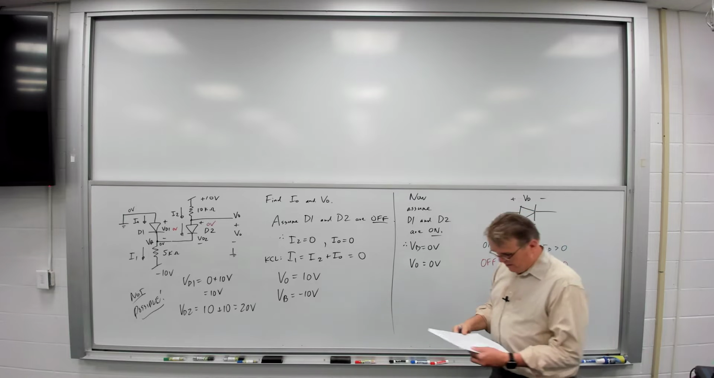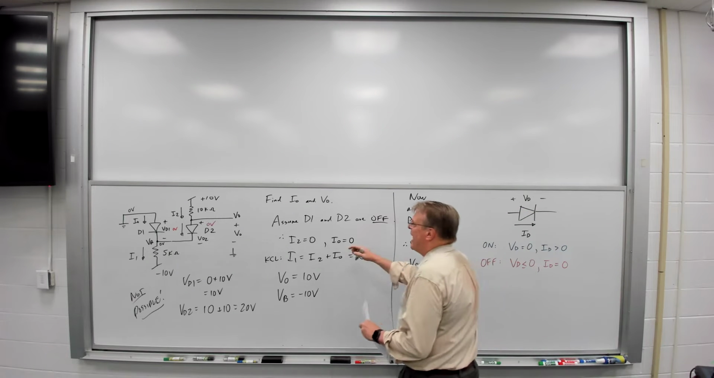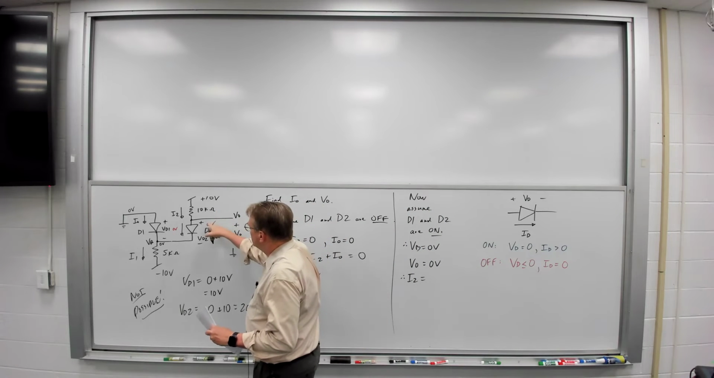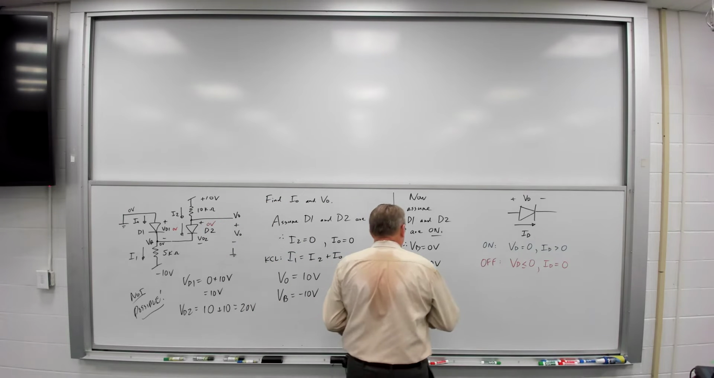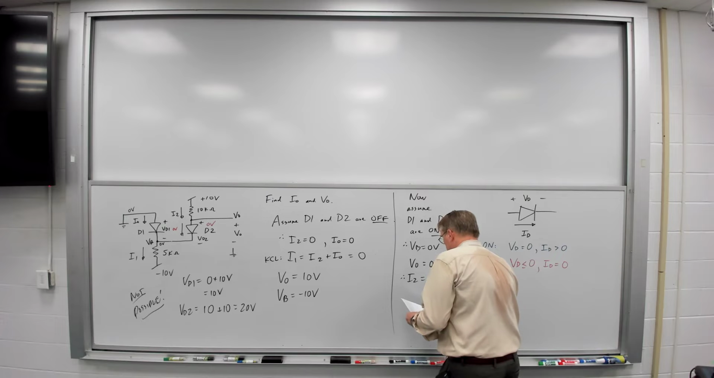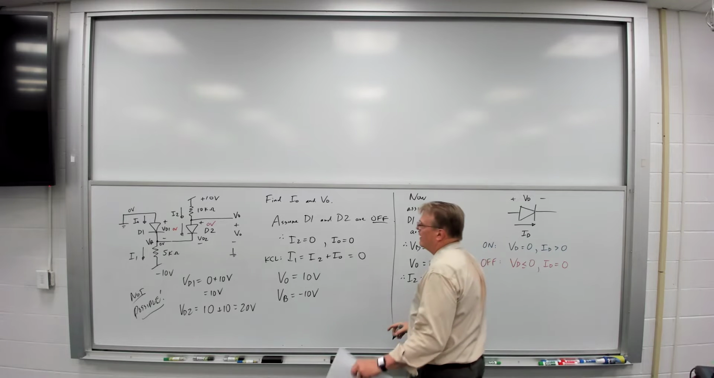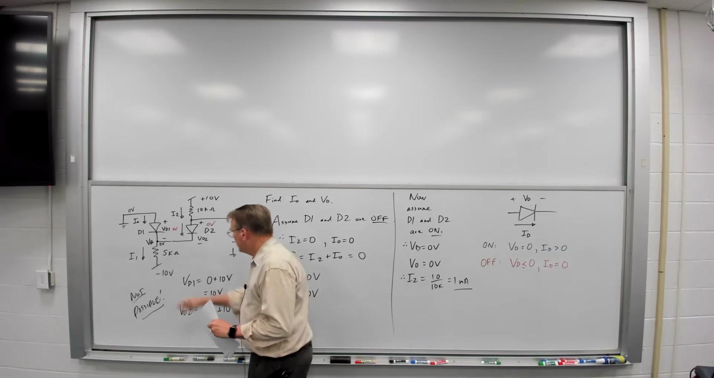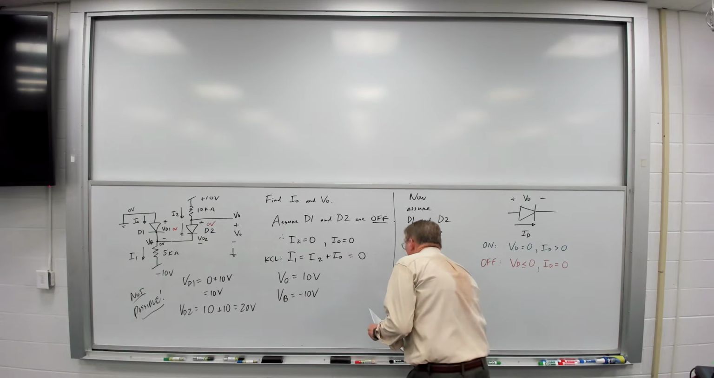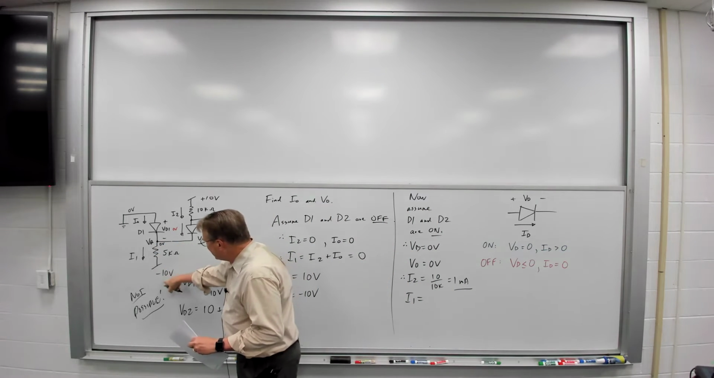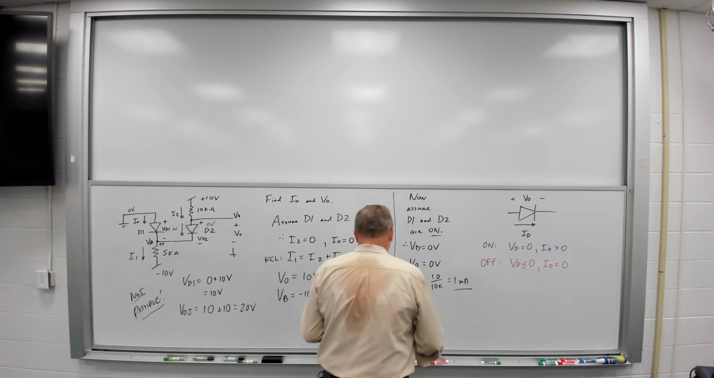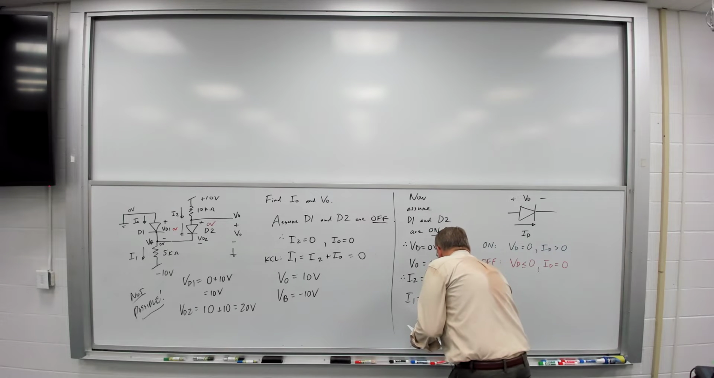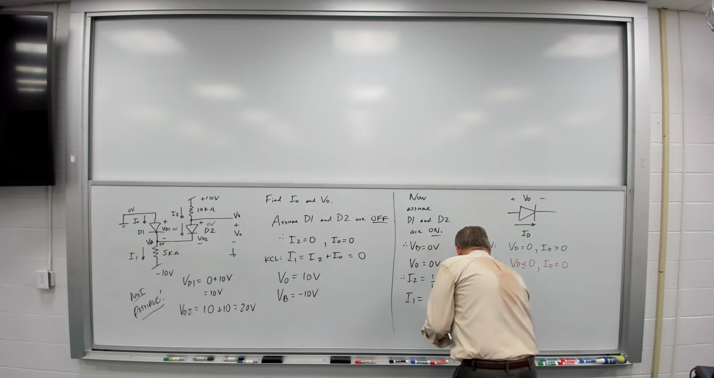Now let's go and calculate the currents. So in this case, I2 is equal to 10 minus 0 divided by 10K. And that's equal to 1 milliamp. I1, pardon me, let's calculate that one. I1 will be equal to 0 minus negative 10 divided by 5K. And that'll be equal to 2 milliamps.